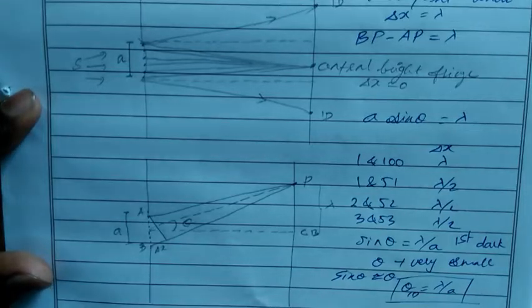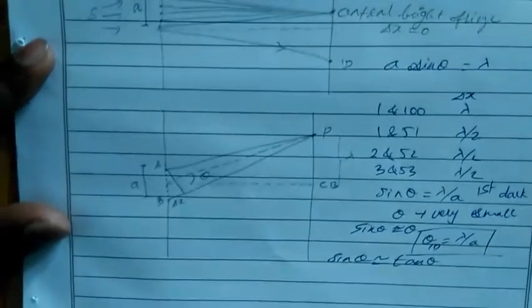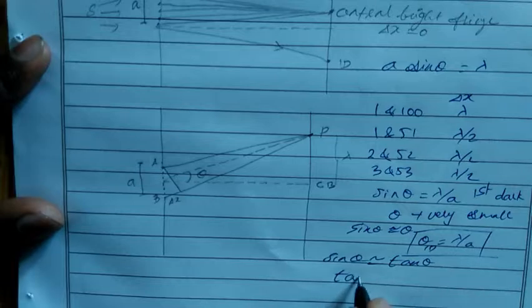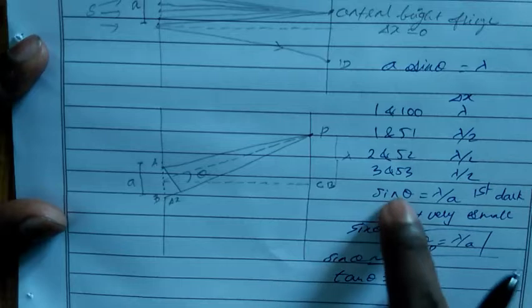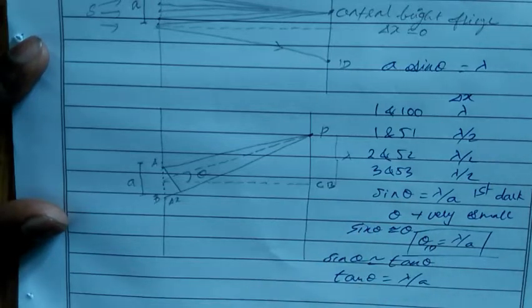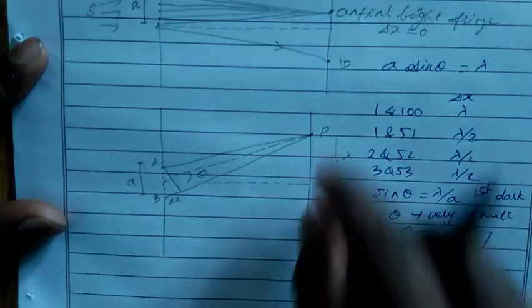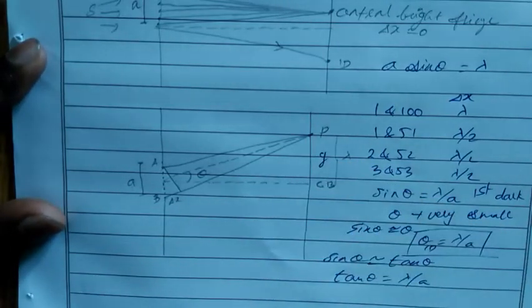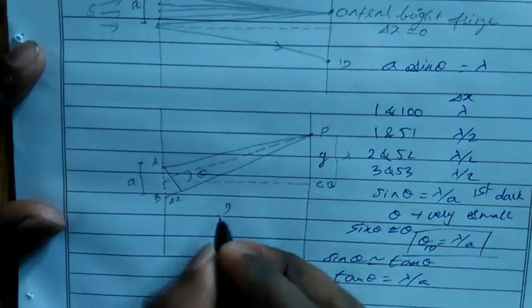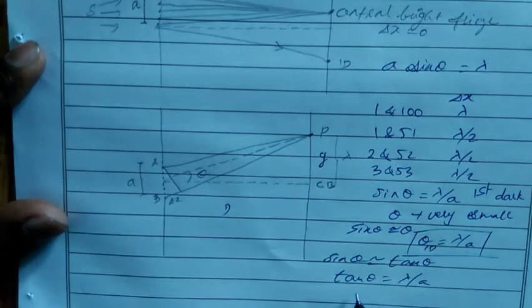Then further, since theta is very small, we can take sine theta as tan theta. Then from this value we can write tan theta equal to lambda by a. Instead of sine theta we take tan theta equal to lambda by a. Then what is tan theta? Opposite by adjacent, correct? So opposite is this distance, y, the fringe width, and this distance is capital D. So for tan theta, opposite by adjacent, y by D equal to lambda by a.